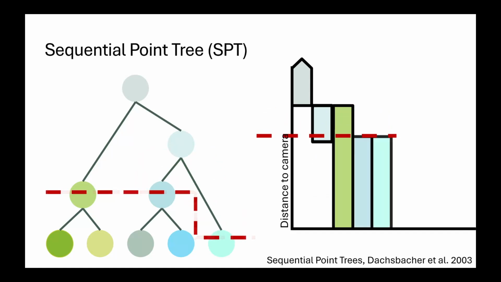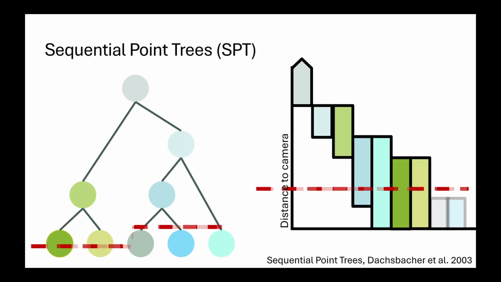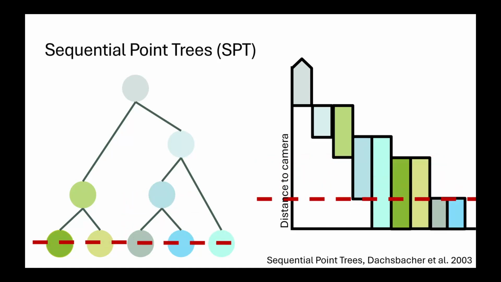We then repeat the same procedure for its children and so on, until we have found a minimum and maximum viable camera distance for every single Gaussian in our hierarchy, which forms the sequential point tree.